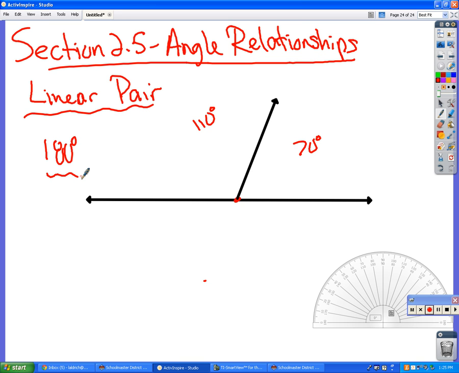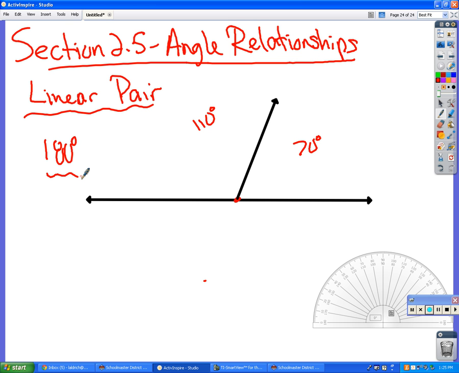What did you get? 180. Huh, interesting. Did you add yours together? What did you get? 180. Really, that's very fascinating. This is on a line. Katie, how about you? 180. Nikki? 180. Okay. So what you should find out is that everybody in the room got 180 degrees.